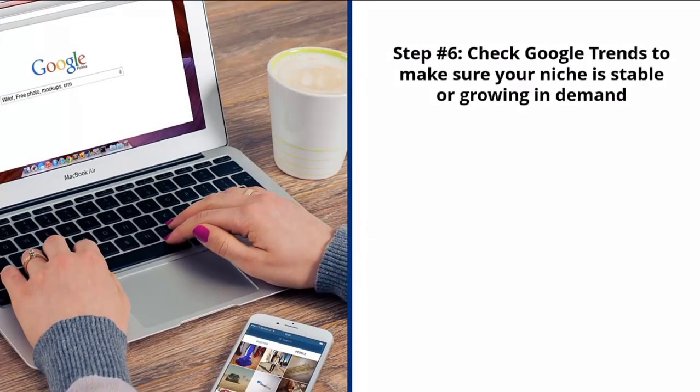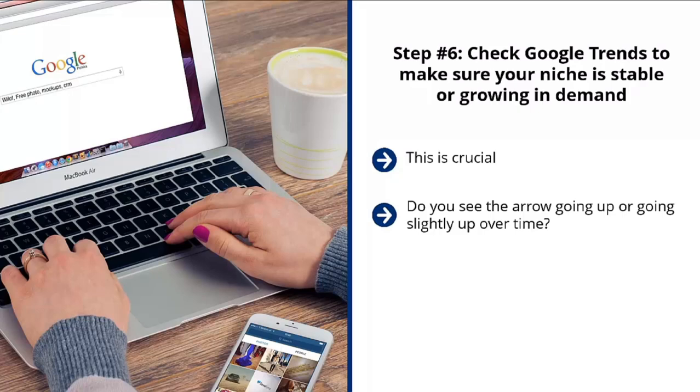Step number 6, check Google Trends to make sure your niche is stable or growing in demand. This is crucial. You don't want to build your online empire on a niche that is on its way out. Use Google Trends and enter your search terms for your niches.